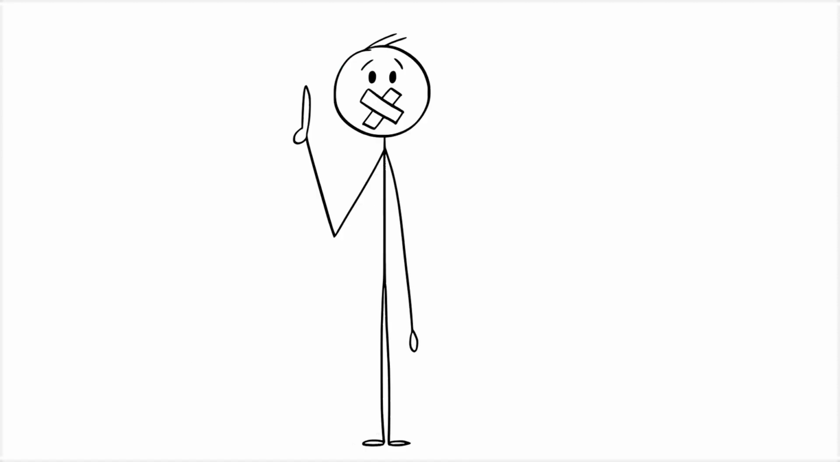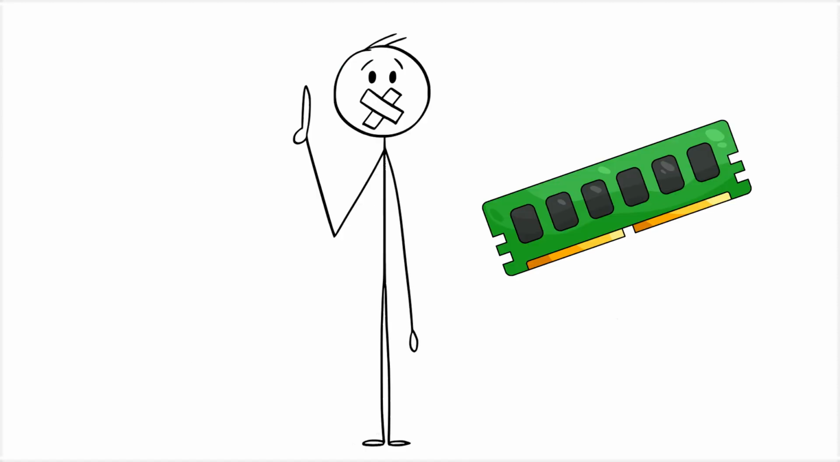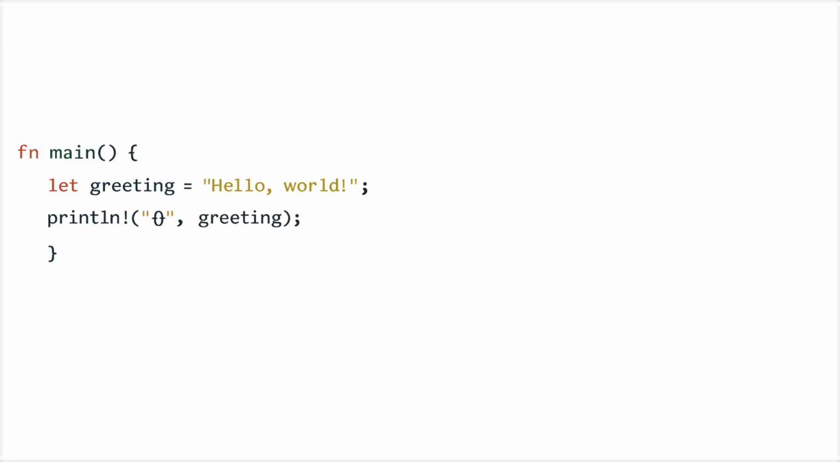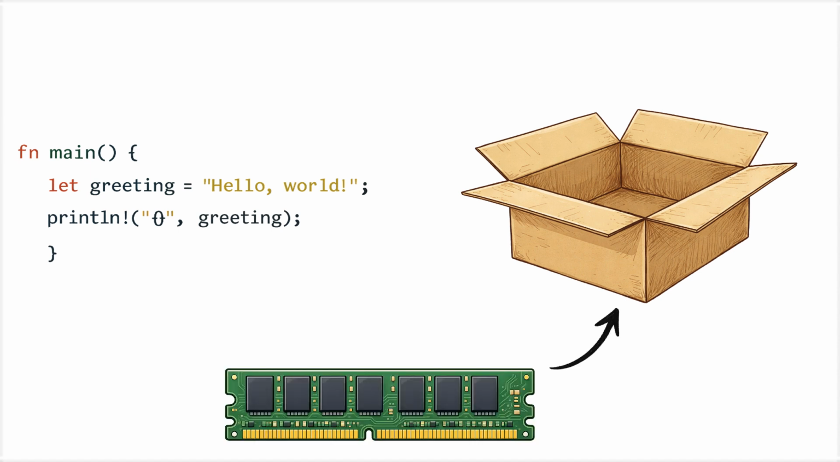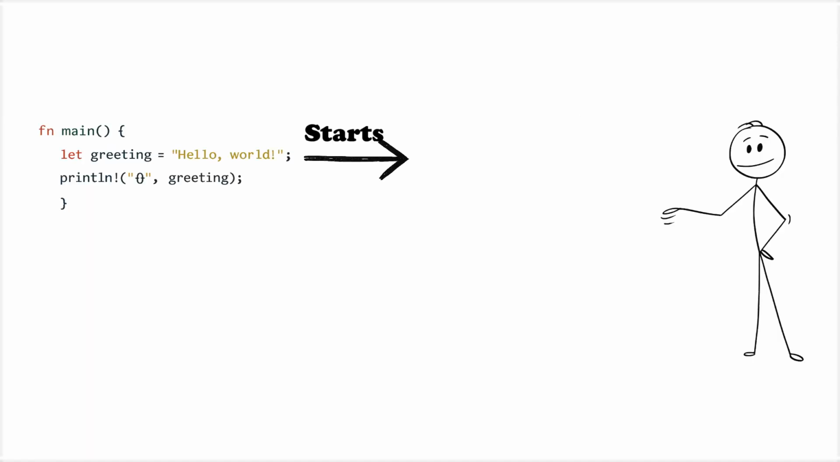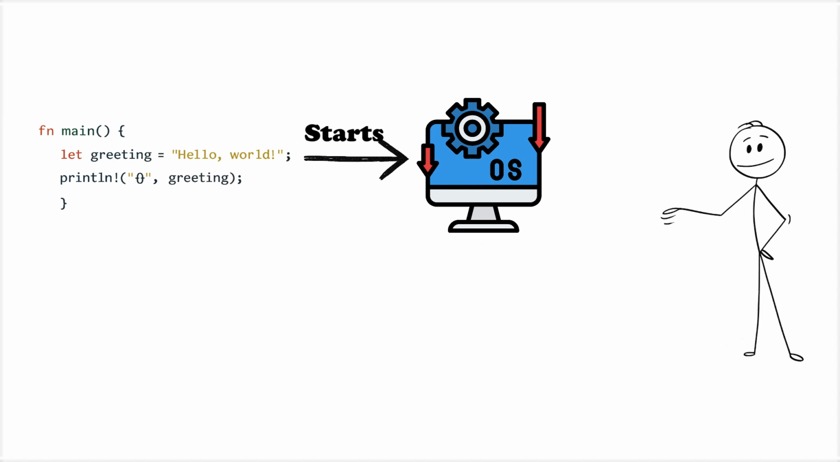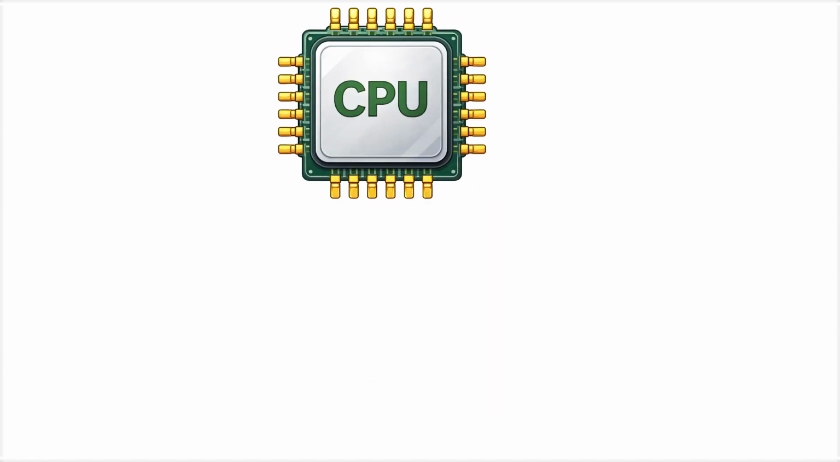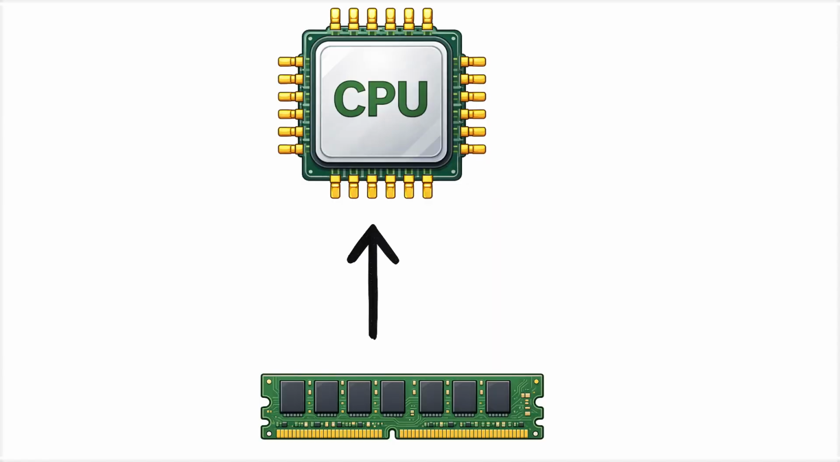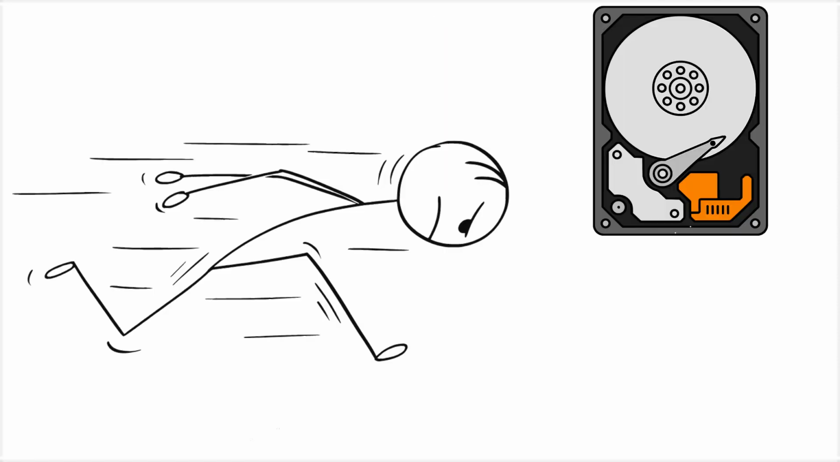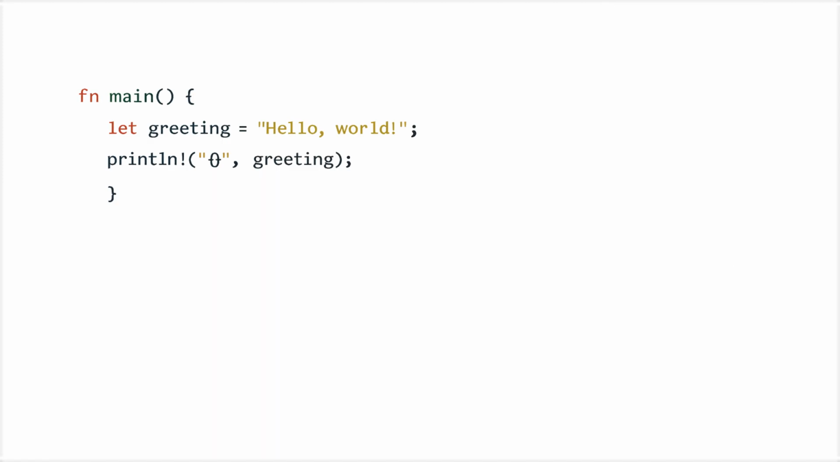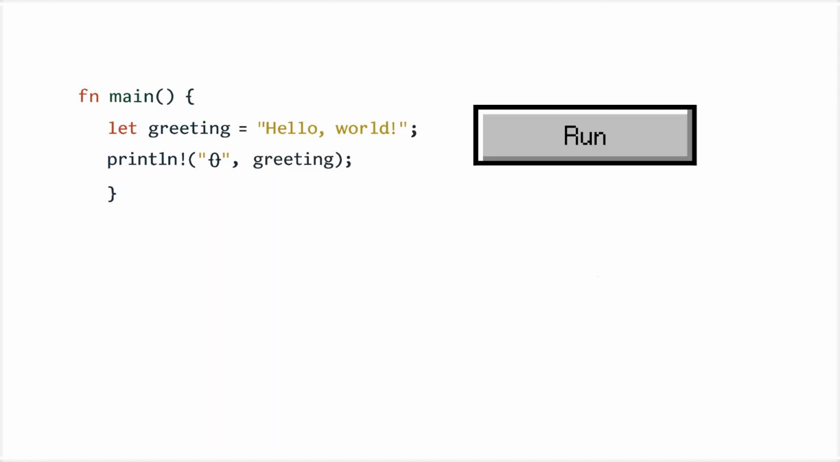While this is happening, memory plays a big role. Your program needs space to store data it's working with. That space comes from RAM. When your program starts, the operating system loads parts of it into RAM. The CPU then reads instructions and data from RAM, because it's much faster than reading from storage like a hard drive or SSD. As your code runs, it constantly moves data around.